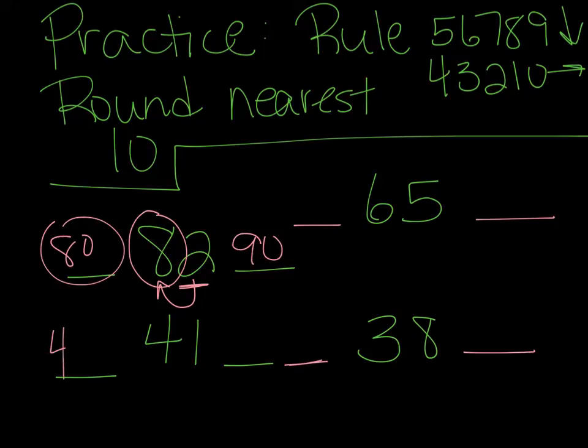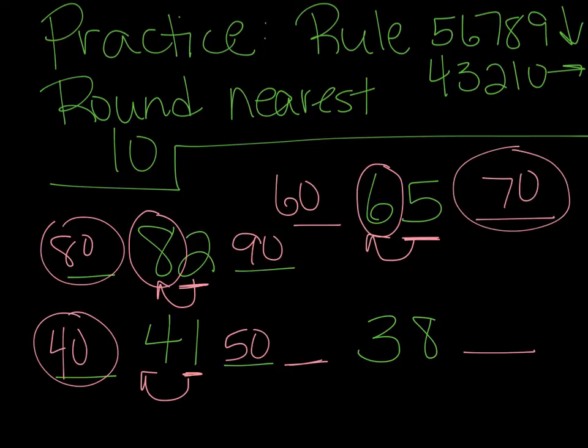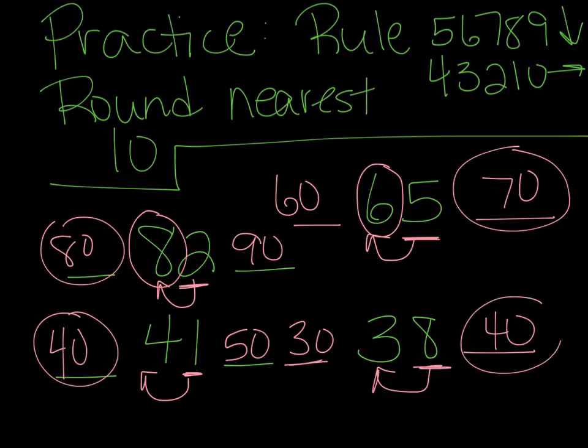41 is between 40 and 50. The 1 tells me that this digit is going to stay within that group of 40 tens, so the answer is 40. 65 has a 5 in it, so I know that that rule tells me that 5 or larger, I'm going to have to go up to the next largest 10 number. So this is between 60 and 70, and I have to go up to the next tens, so the answer is going to be 70. 38 is between 30 and 40. The 8 tells the 3 that it needs to go up, so the correct answer is 40.